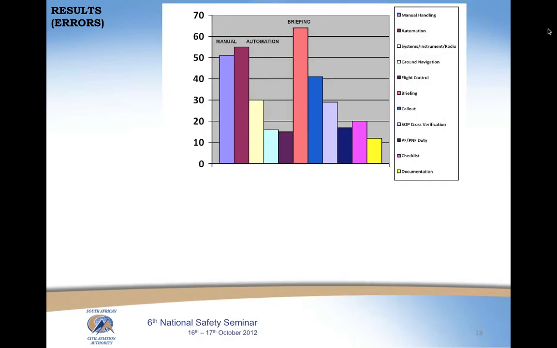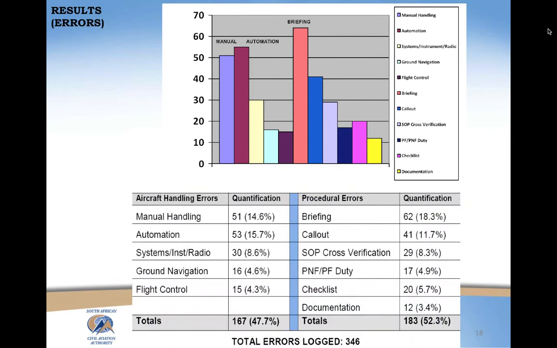Moving to errors committed by flight deck crew, the graphic shows that the majority of errors were from briefing, automation, and manual handling of the aircraft. Briefing errors are regarded as procedural errors and can be items such as briefing completed late or incorrect or incomplete approach brief, while both automation and manual handling are categorized under aircraft handling error.